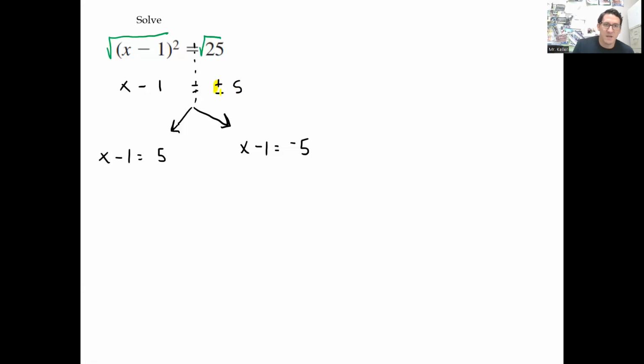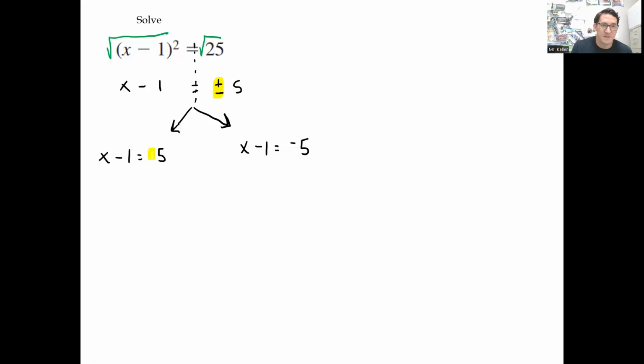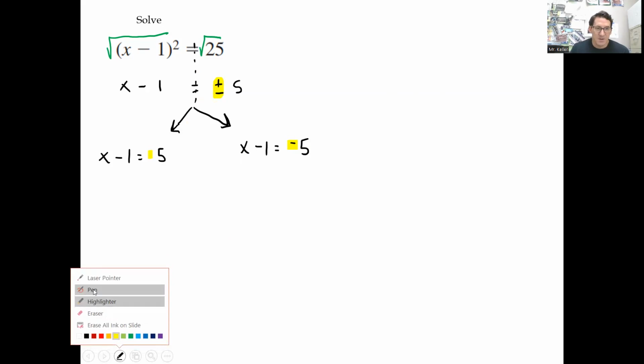All I'm doing here is taking the plus or minus and splitting it up in front. So this would be the positive, and then this would be the negative, right? So it's this plus or minus getting split up there. And then from here, solve each equation.